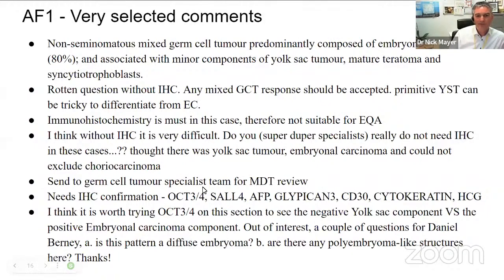Some of the generalists saying they'd send a tumour like this off for central review. There were lots of suggestions of immunopanels, and probably the one that's most useful to differentiate yolk sac and embryonal carcinoma is OCT4, as it'll be obviously positive in the embryonal component, but negative in the yolk sac.